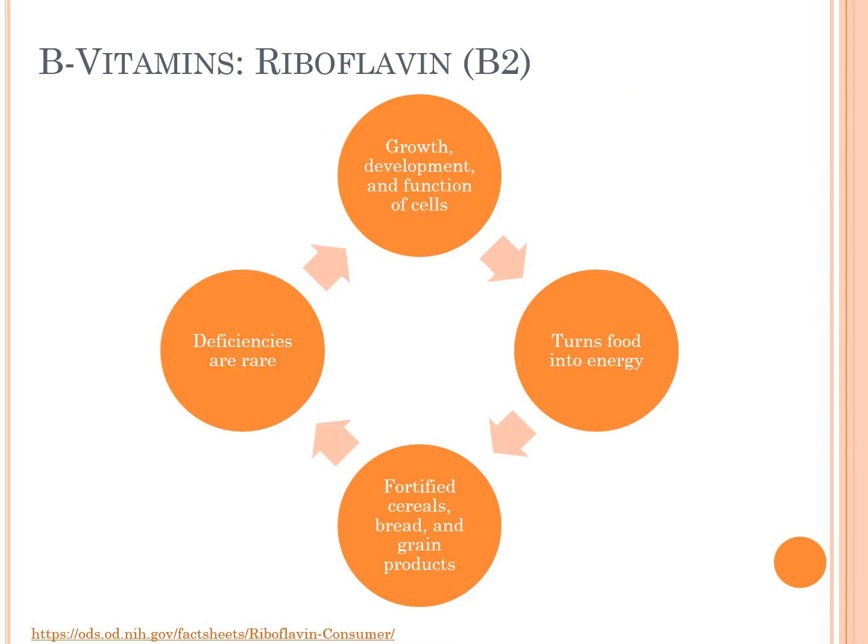Another nutrient we get from grain foods is riboflavin. Riboflavin, also known as vitamin B2, is another important vitamin that has a role in the growth, development, and function of our cells, as well as turning food into energy. Again, since many grains are enriched, or whole grain, in the United States, deficiencies are rare. Individuals with deficiencies may have sores in the corner of the mouth, cracked or swollen lips, hair loss, and liver disorders.